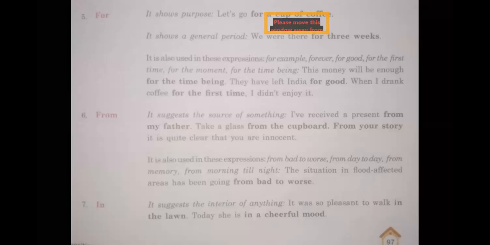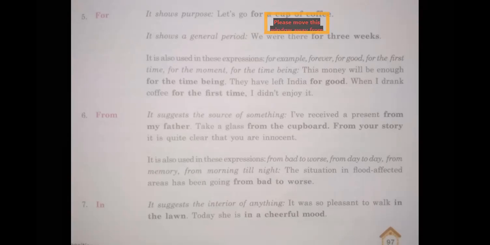The next one is from. It suggests the source of something. I've received a present from my father. Source of something. Source of something जब कोई काम किसी के जरिए हो, किसी से हो, when you talk about that particular source, that source refers from. वो refer करता है from को. जैसे I've received a present from my father.